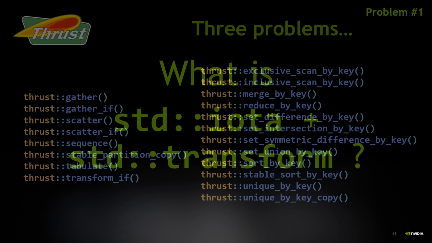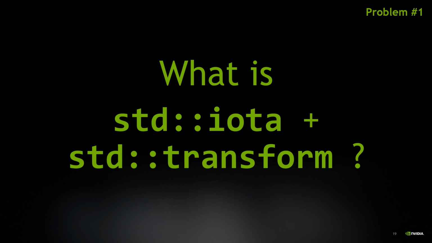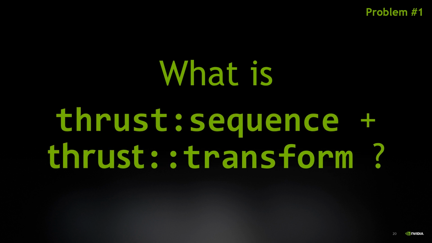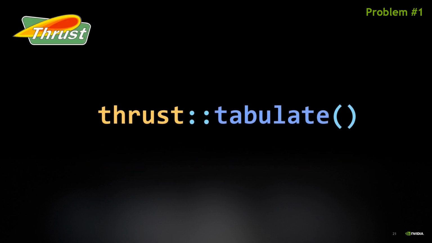So the first problem is, what do you get when you combine std::iota plus std::transform? Or in other words, in Thrust speak, what is thrust::sequence plus thrust::transform? Really, these 2 algorithms combine to make a single algorithm that we just saw on the screen. The answer to this question is thrust::tabulate.